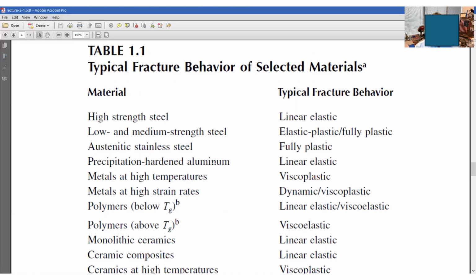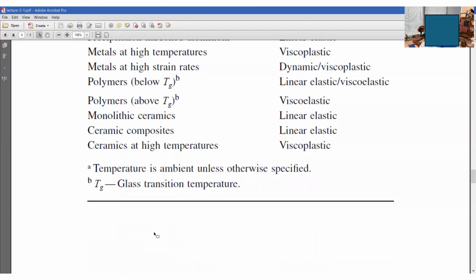One thing I want to remind you is that as time goes, we have a lot of new materials, right? These new materials are not included in this table. If this is the case, you need to do your own research to see what kind of fracture mechanics branch we should use to solve the problem.